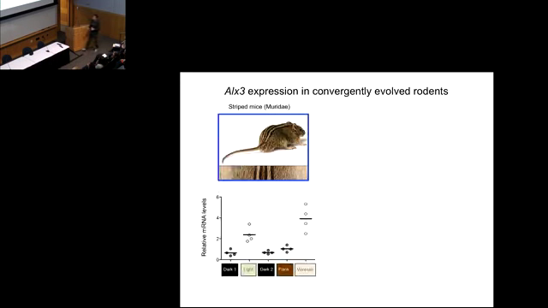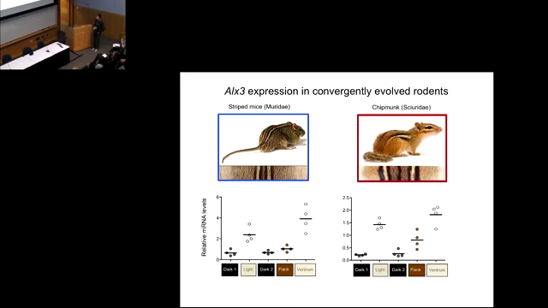And so this is what happens with the striped mouse. We see strong expression of ALX3 in the light stripe and in the ventrum. And when we do the same type of analysis for the chipmunk, we see almost the exact same pattern, right? So the stripes of these two rodents are being patterned by this same molecule, which was pretty remarkable.